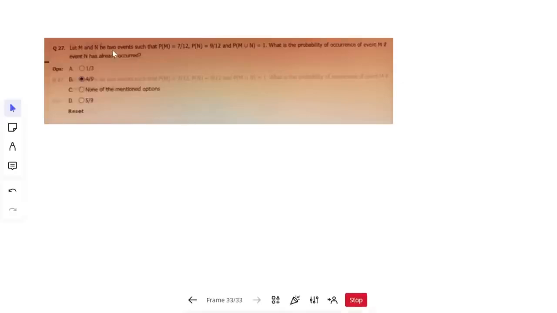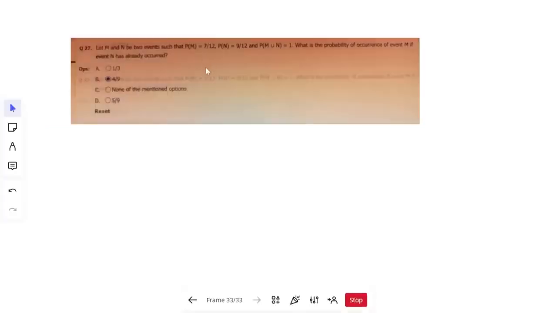Let's look at this question that we have. Let M and N be two events such that the probability of M is equal to 7 by 12, the probability of N is equal to 9 by 12, and the probability of M and N is equal to 1. What is the probability of occurrence of event M if event N has already occurred? Let's see how we will solve this question. We have a formula for conditional probability, that is this one, P of M and N divided by P of N. This is the formula that we have.